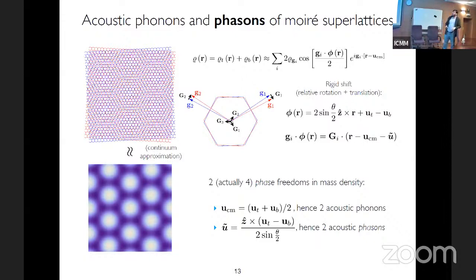But there is also a hydrodynamic degree of freedom related to the relative translation of one layer with respect to the other. That is going to change the reference of coordinates in the amplitude of the moiré. So that is going to translate the moiré pattern in space, sort of. And these are the so-called phasons.